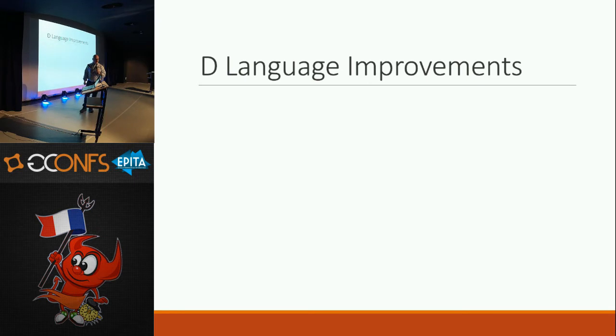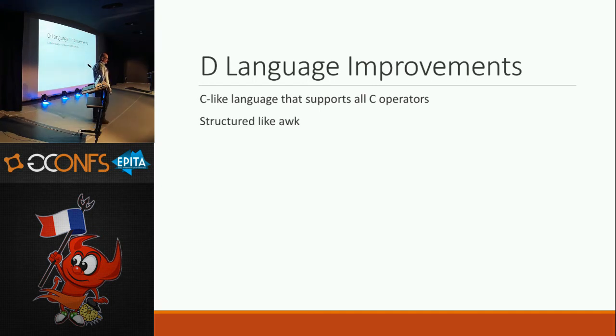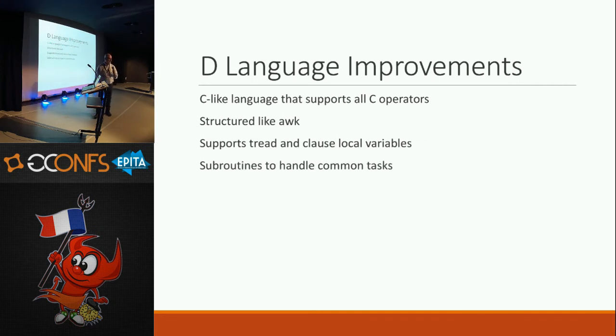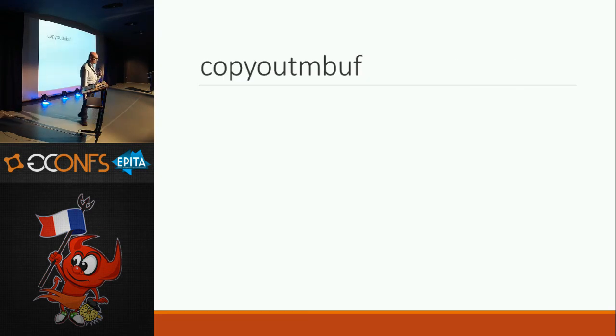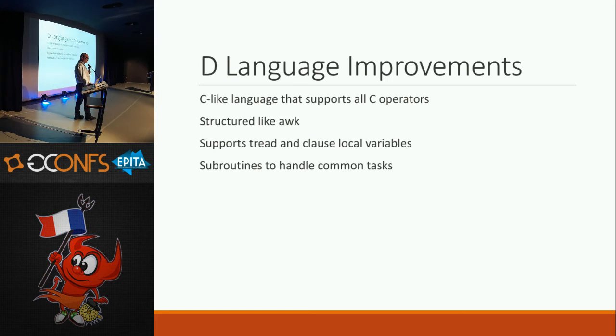We've made a few improvements to the D language. So have other people. Actually, some of them have been imported by people in this room. So what is D? D is a C-like language that supports all the C operators. It is really structured like awk. Has thread and clause local variables, subroutines to handle common tasks, but you can't write your own. So we've started doing a series of improvements to make D do more of what we want.